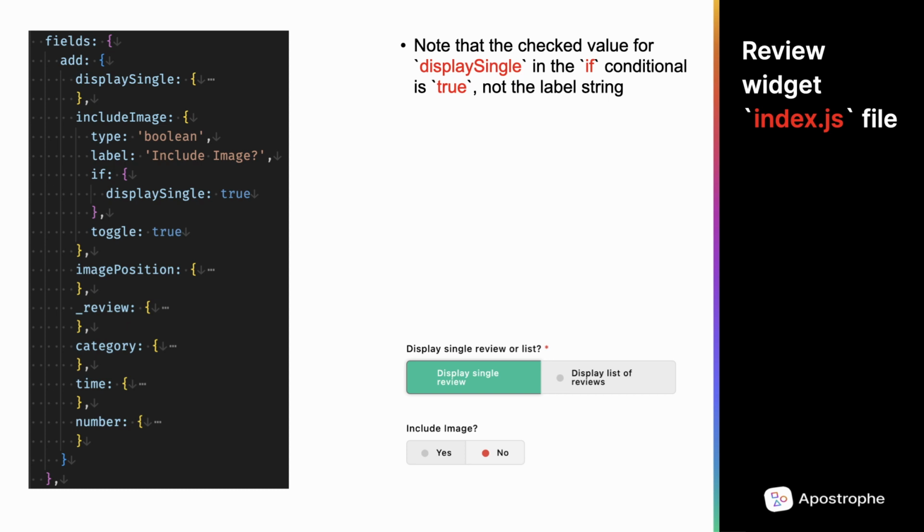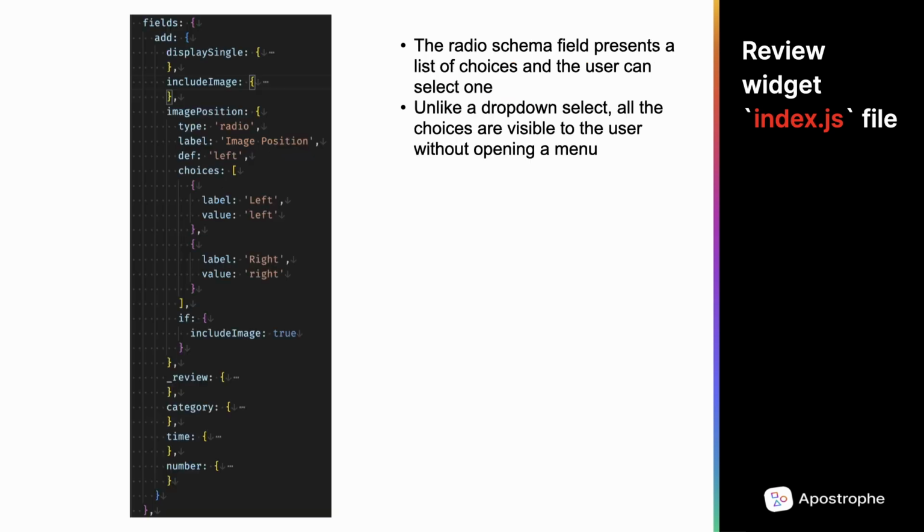In this code, whether the included image field is added to a schema is controlled by the value of the display single field. Note that even though we have added new labels to the buttons, the return values are still true and false. If display single is false, the final data object won't be included in the field.